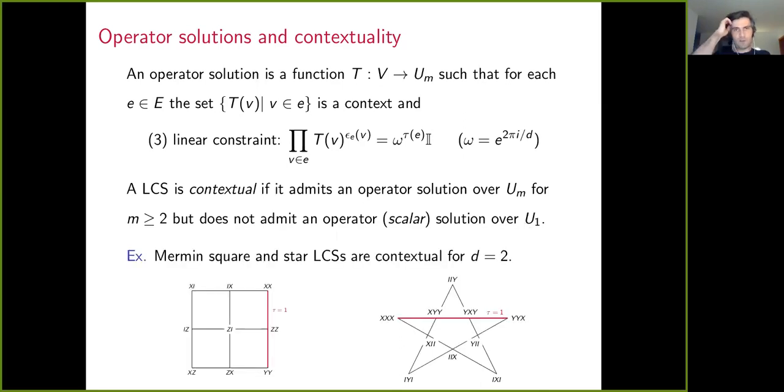And famous examples, the Mermin square and star, are going to be these two as depicted here. In the purple contexts, the function tau is going to be 1, and otherwise the function tau is 0. So I'm not going to tell you why this is contextuality. Probably everyone knows how to derive the contradiction.